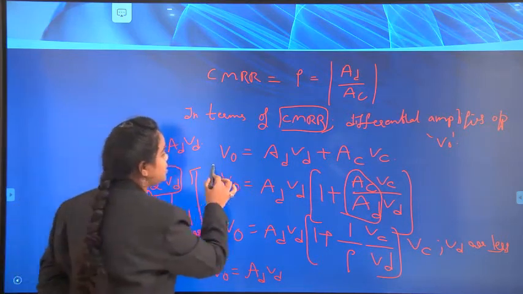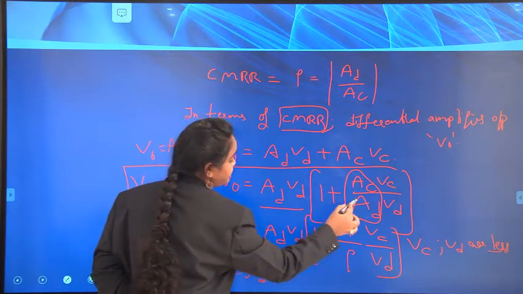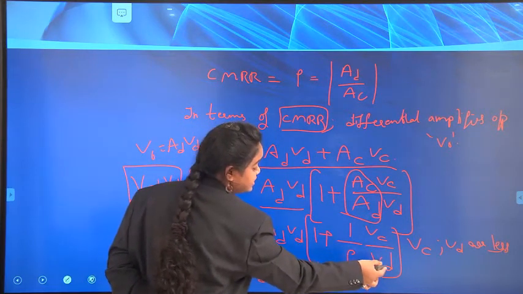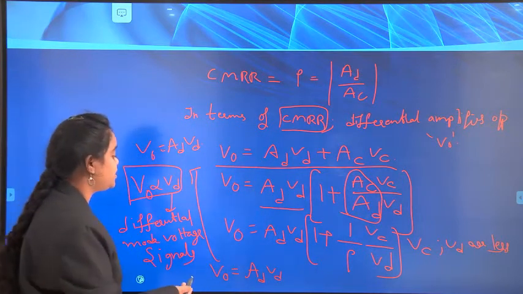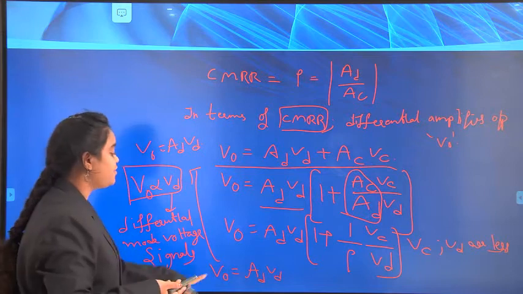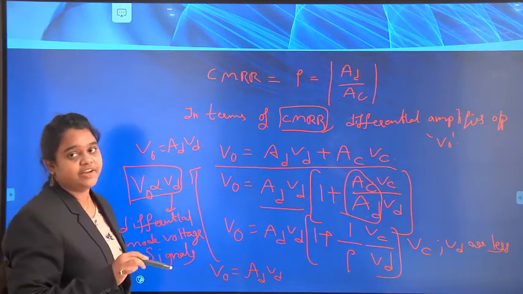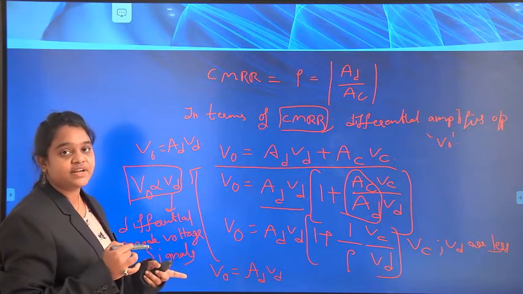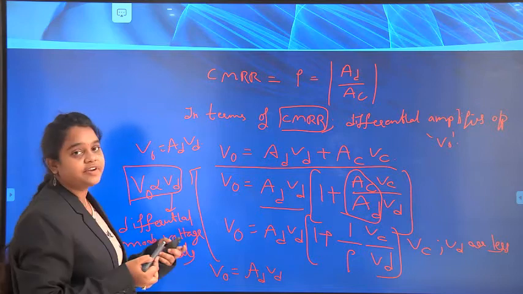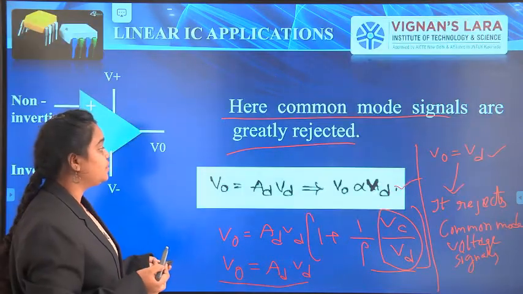V0 equals ADVD plus ACVC, and taking ADVD out, 1 plus 1 by rho VC by VD. VC and VD are very less, so we can consider V0 equals ADVD. From this, V0 is proportional to VD. Here we can see the great rejection of common mode voltage signals, allowing only differential voltage signals. This is about the CMRR ratio.